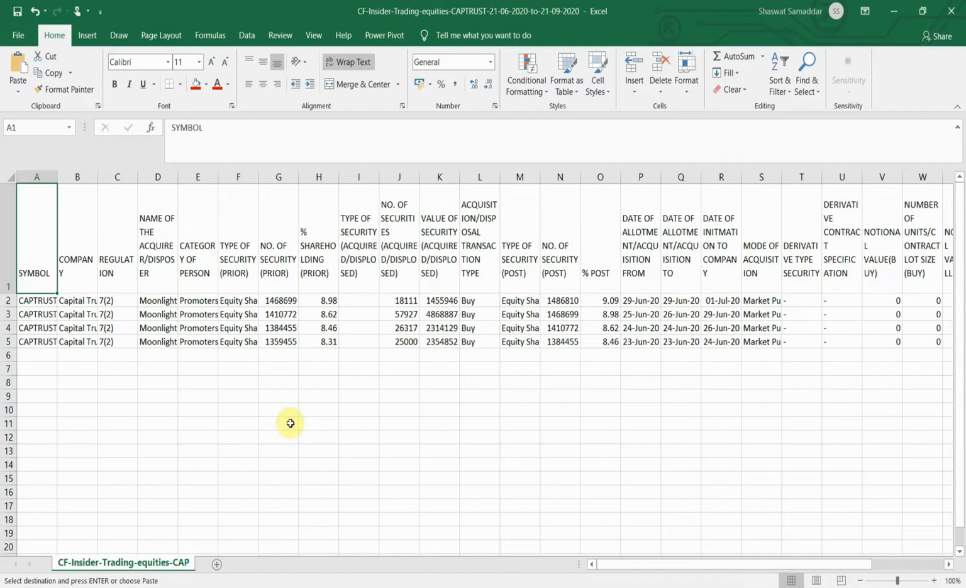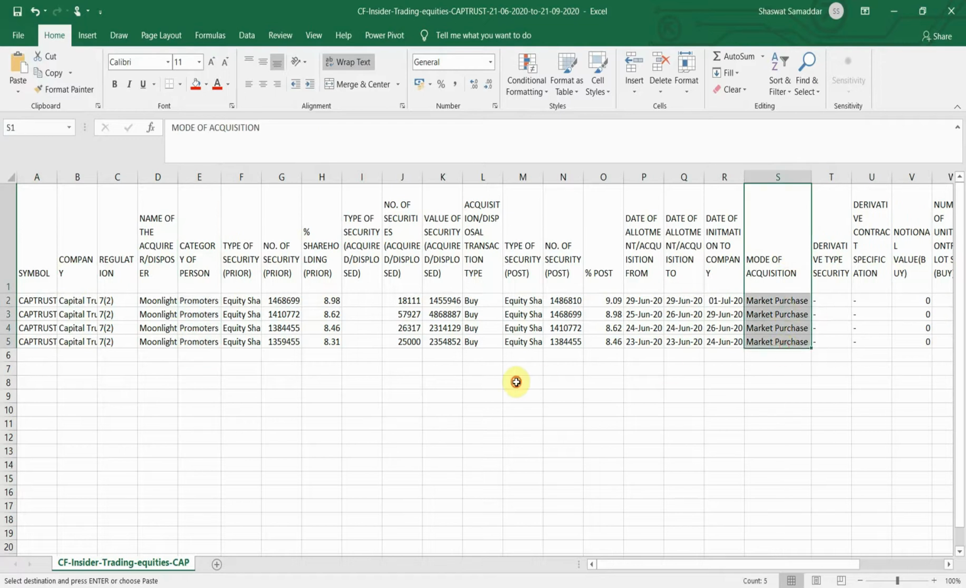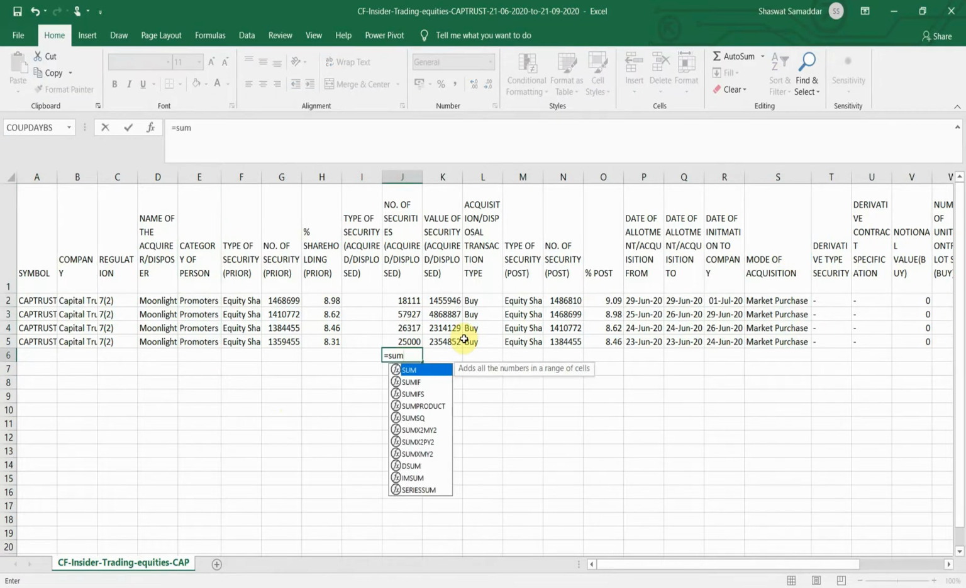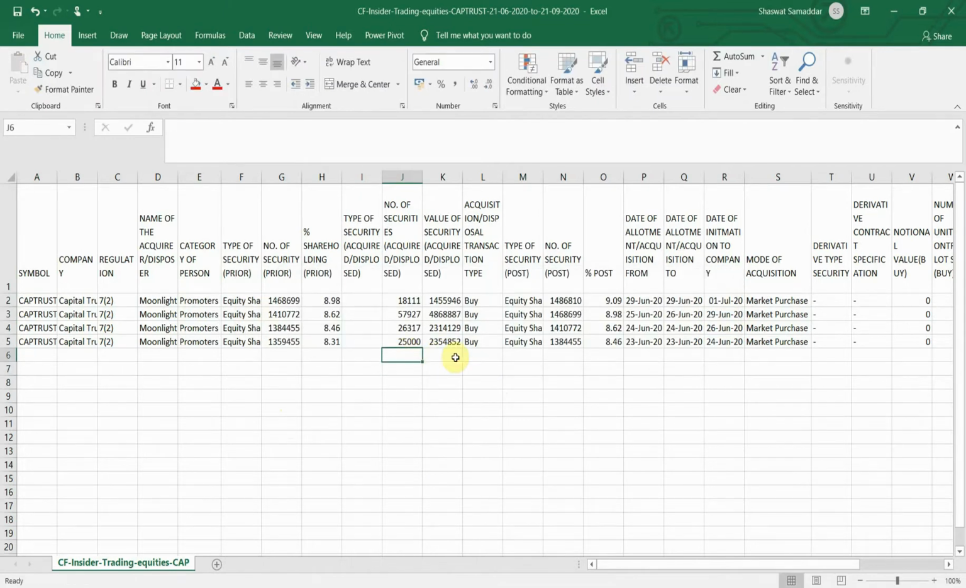Now we only want the promoters or promoter groups in the category of persons in this column, and we only want the mode of acquisition as a market purchase. Next step would be to calculate the total number of securities and the total value of securities.